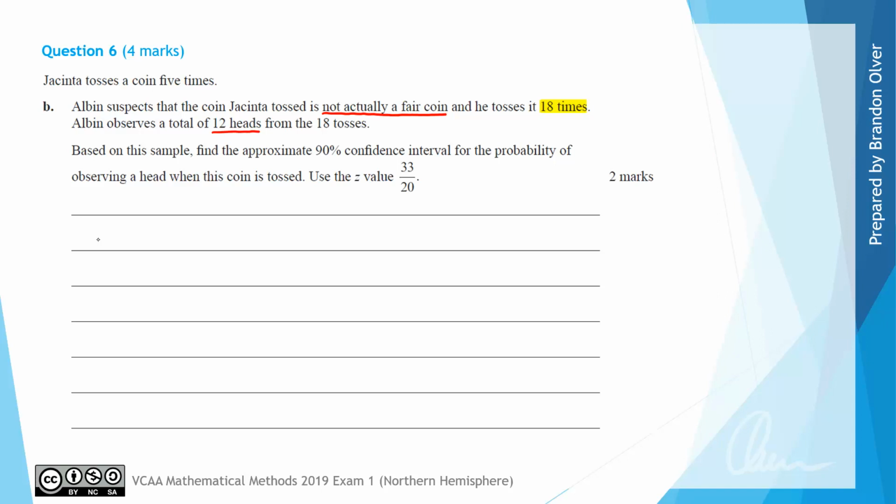So an approximate 90% confidence interval is calculated as follows. We'd have p hat, which is the sample proportion, minus the z value, in this case we've been told to use 33 on 20, multiplied by the square root of p hat, 1 minus p hat, divided by n. And then the upper interval is the same thing but with a plus there.